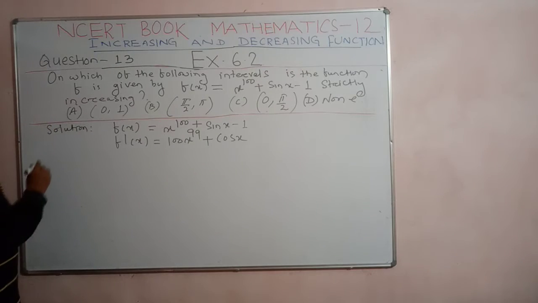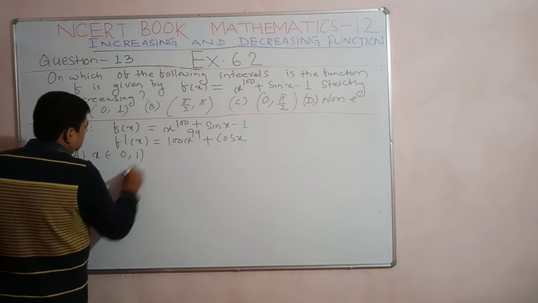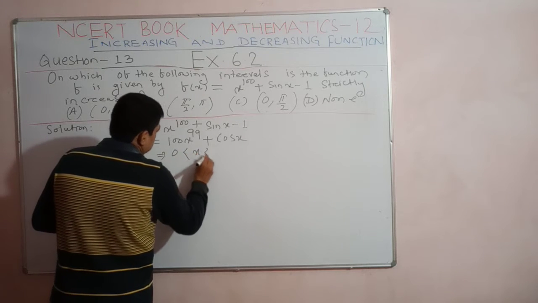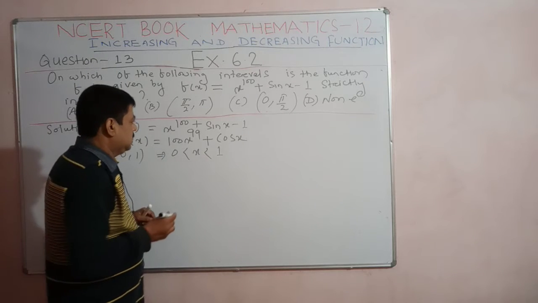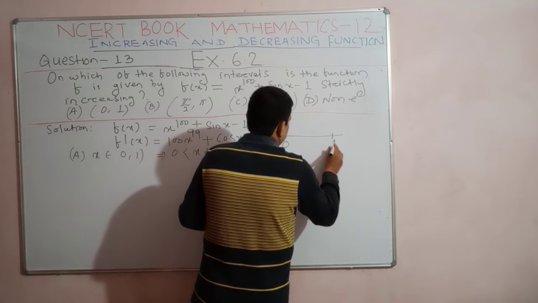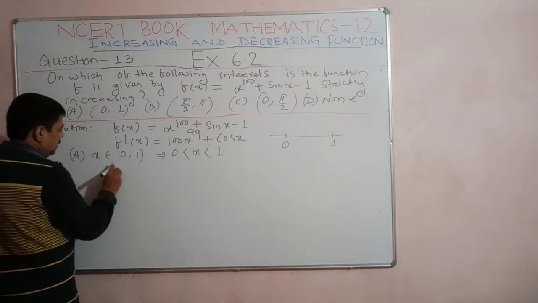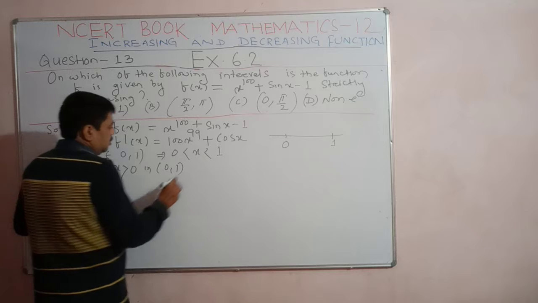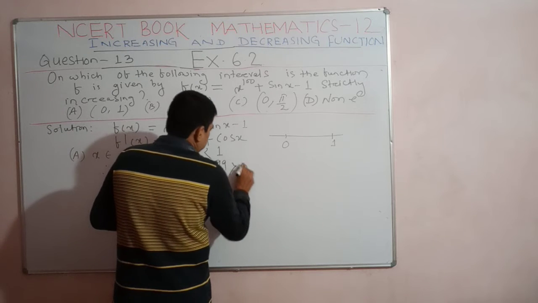Is it clear? So in the first option, the interval is x belongs to (0, 1), that implies 0 < x < 1. So the domain of the function lies between 0 and 1. In this interval x is positive, since x is greater than 0, so that implies x^99 is also greater than 0.